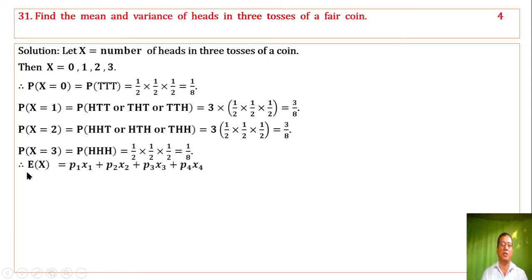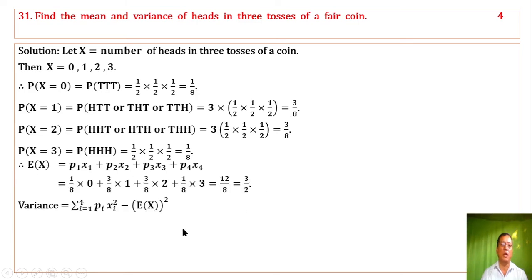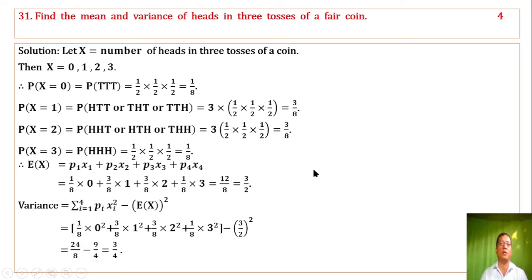Therefore, expectation E of X is this. Put their respective values, solve, and we have 3 by 2. For variance, use this formula and put their respective values. For E of X, put directly 3 by 2. Evaluate, and we have 3 by 4, which is the required variance.